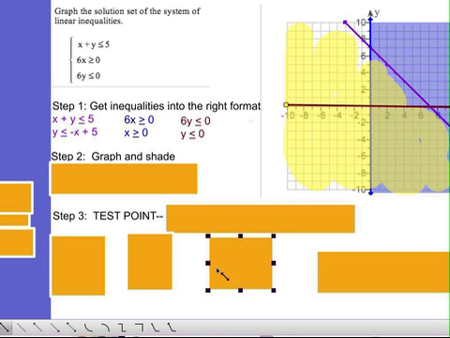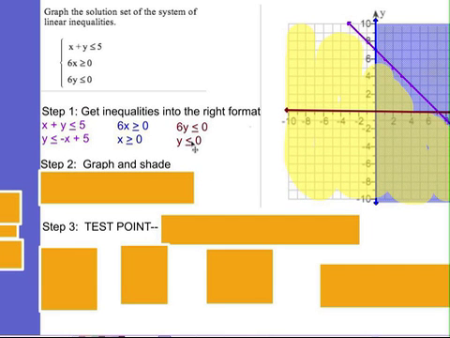Since I'm looking for all the numbers less than 0, I go with y is 0, and all the numbers less than 0 for y are below. So I'm going to shade below there.